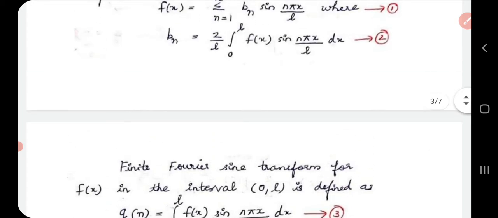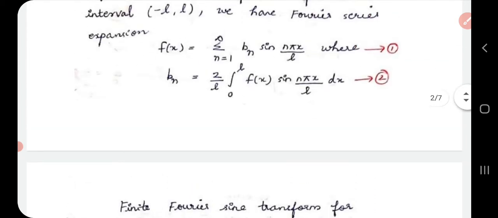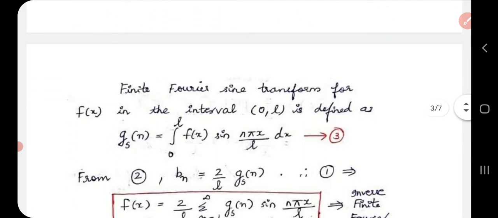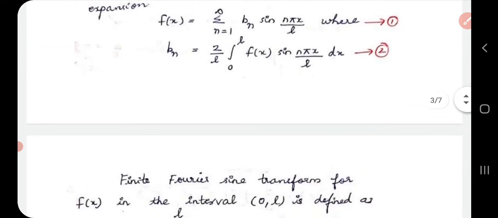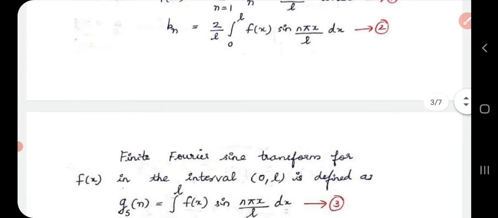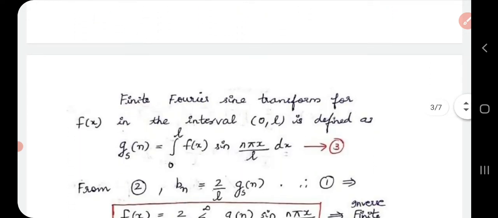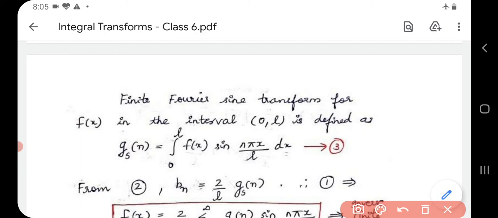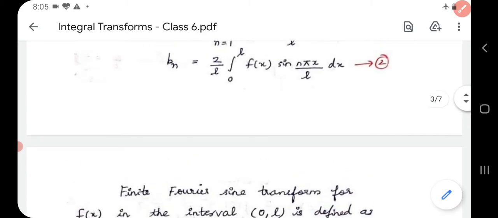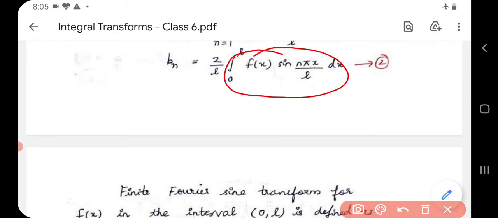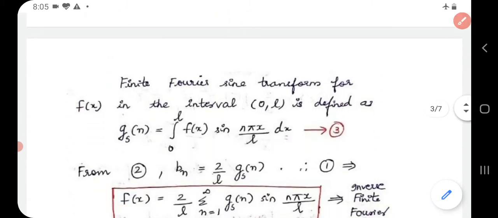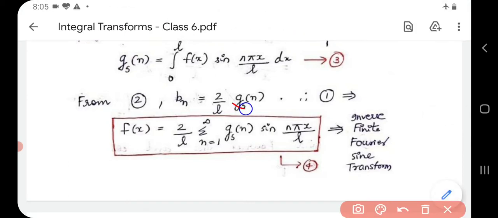Now from equation 2 we know that bn is equal to 2 by L gsn, because integral 0 to L f of x sin n pi x by L dx is actually gsn, right? So just substituting in that place, bn will be 2 by L gs of n. So what will be your bn? It will be 2 by L gsn. Okay, that is given here.